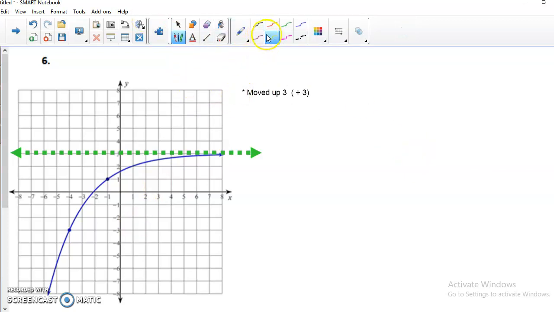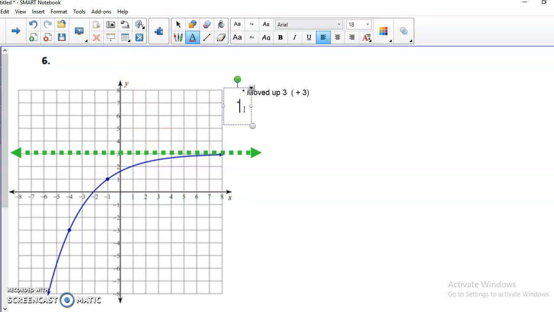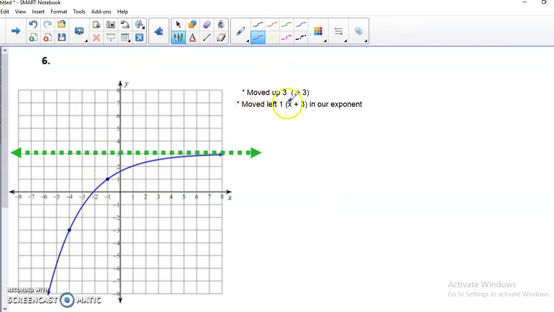So again, normally you would start here at 0, 1. That's where every exponential function starts. But you can see that it got shifted left 1. So we did a shift left 1. That's something else we did. We moved left 1, so we know in our exponent we should have an x plus 3 to accommodate for that. So we have to shift all these 2 points back to where they belong. We need to move both of them right 1 and down 3 to put them back where they were.